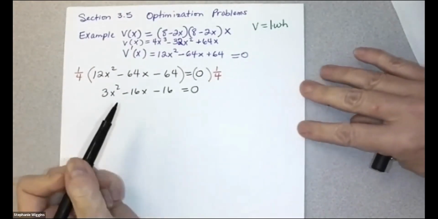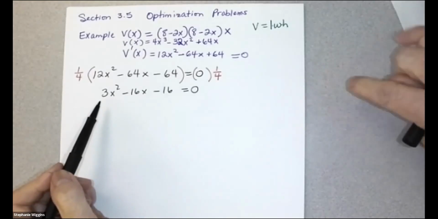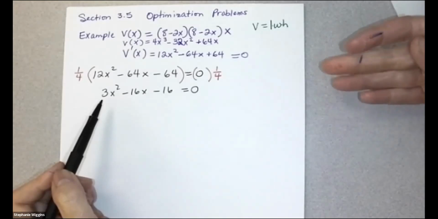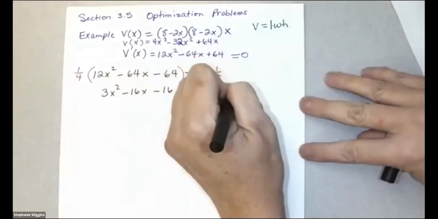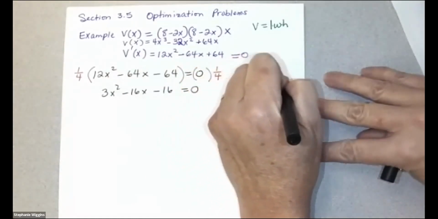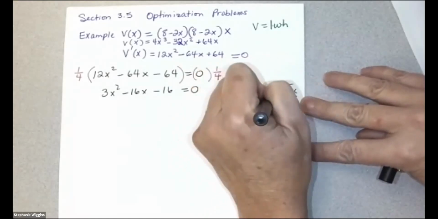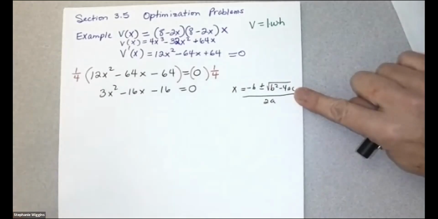Now, this is a quadratic equation. So the first step is to try and factor it. And if you can't figure out how to factor it, you can always use the quadratic formula. If you will recall, the quadratic formula is minus b plus or minus the square root of b squared minus 4ac, divided by 2a. So that's always going to work for you if you can't see how to factor it.